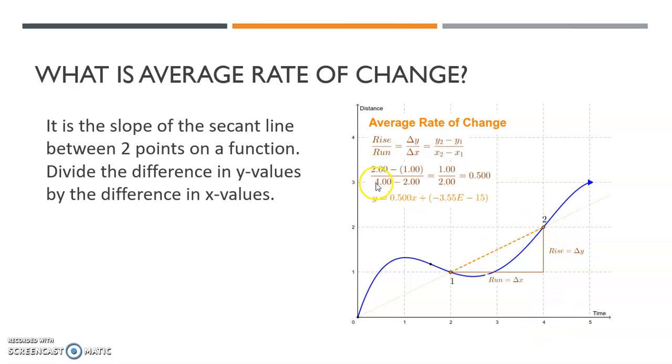So we did 2 over 4 minus 1 over 2, and you get a slope of 1/2 here. So that is the average rate of change of this function between 2 and 4. It's essentially the slope of the line that connects those 2 points on a curve. So let's take a look at some examples.